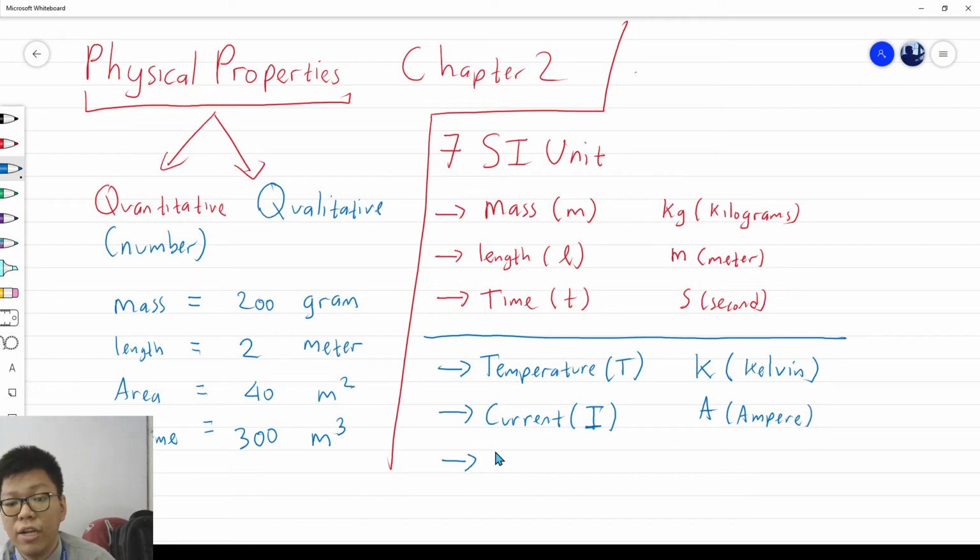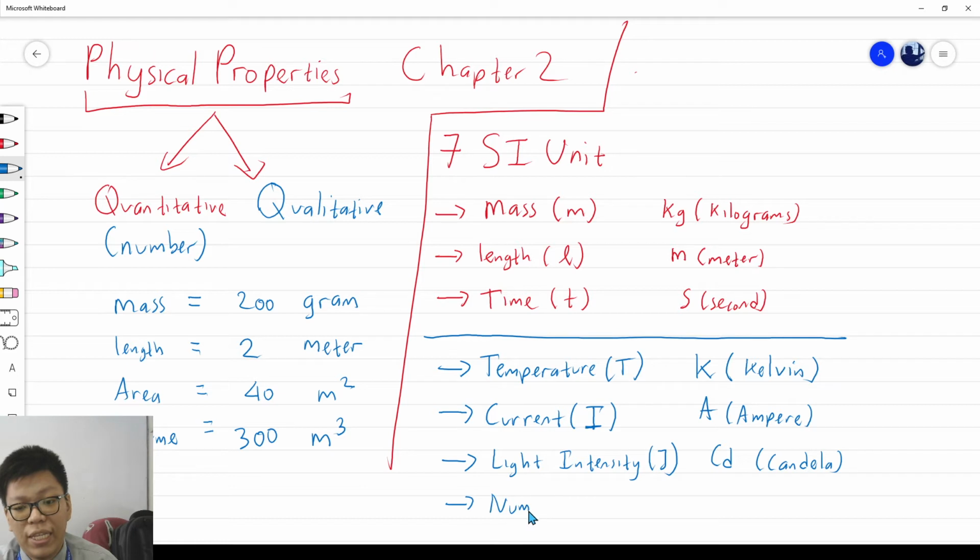And then there will be light intensity. The symbol is uppercase J, or big J. The unit is cd, or candela. And the last one will be number of particles, or number of molecules.